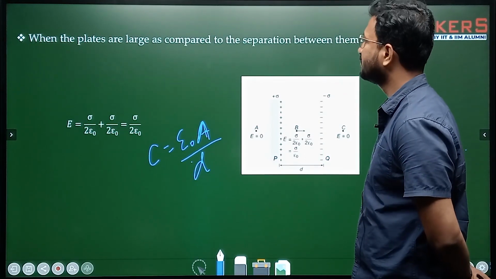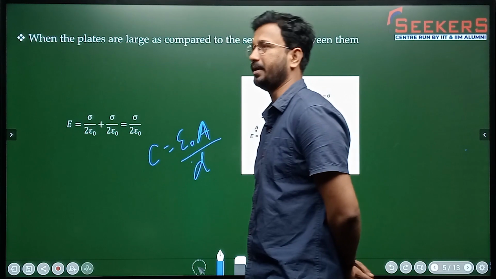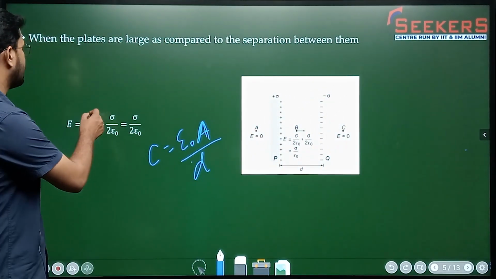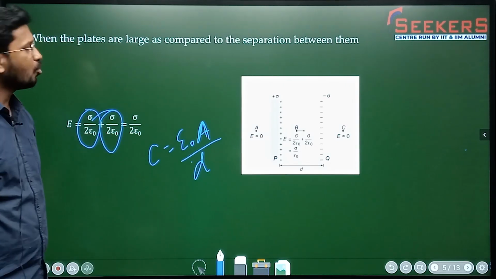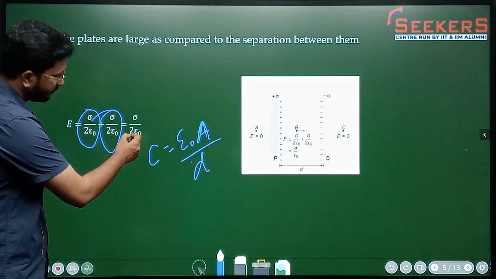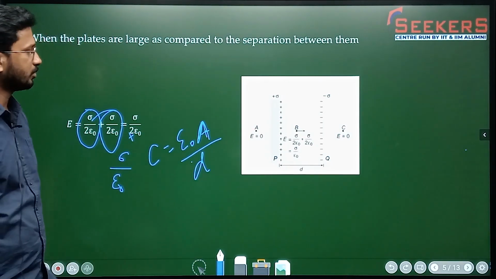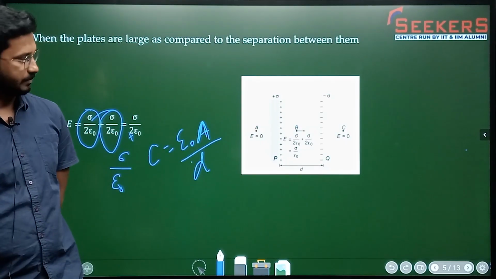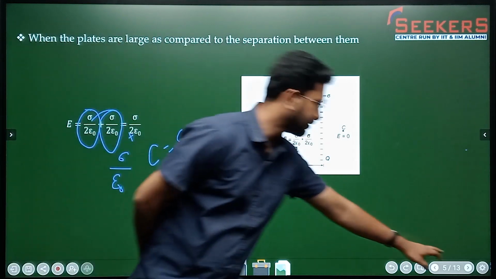Got it? Now if you see here, I have tried to calculate the electric field between the two plates. As we know, the electric field because of one plate is sigma by 2 epsilon naught, and because of the other plate it is also sigma by 2 epsilon naught. So overall it becomes sigma by epsilon naught. Sigma by 2 epsilon naught plus sigma by 2 epsilon naught is equal to sigma by epsilon naught. This is the net electric field in between the plates of the capacitor.